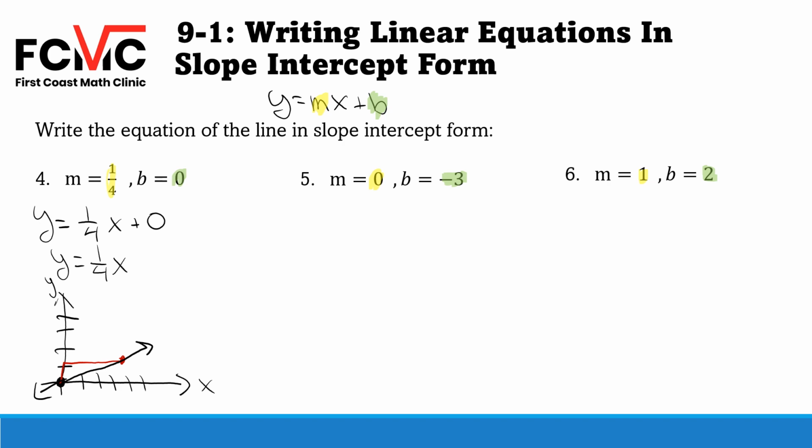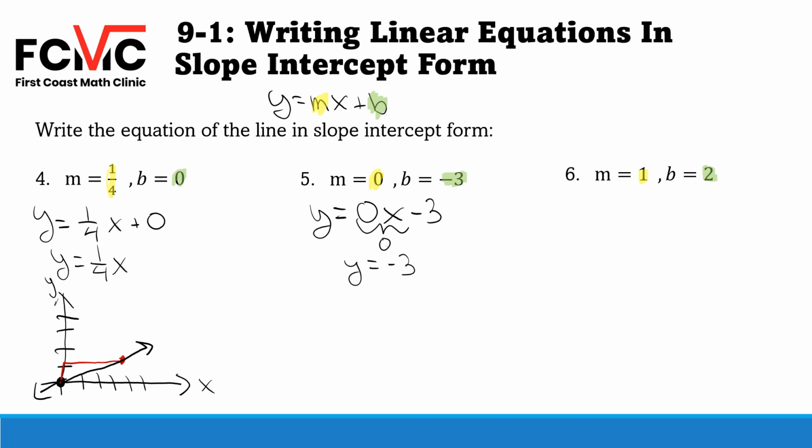Number 5, y equals 0x minus 3. Well, if I multiply 0 times x, I'm just going to get 0 here. So I don't need to write in that 0. 0 minus 3 is just going to be -3. So my equation is going to be y equals -3.